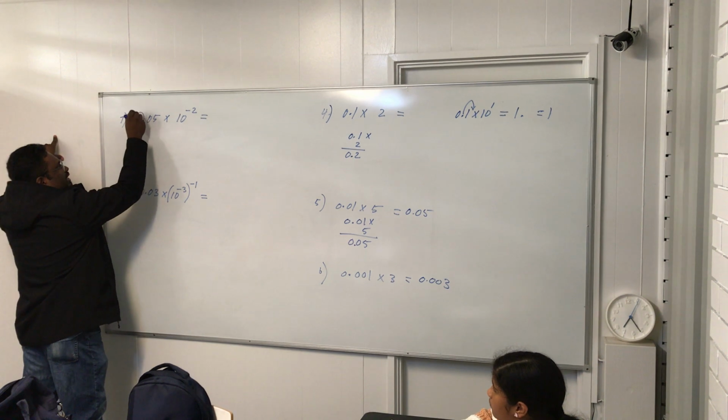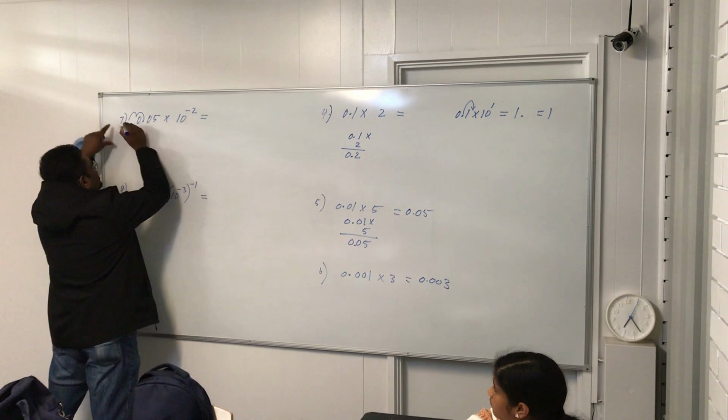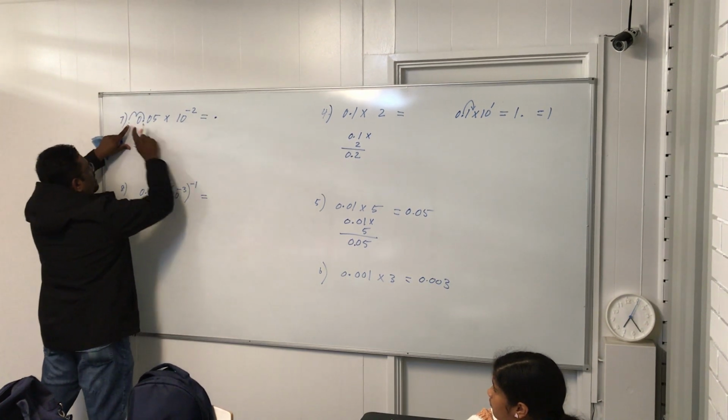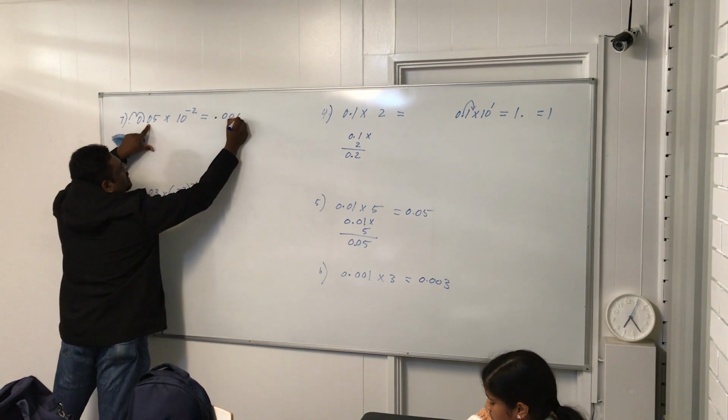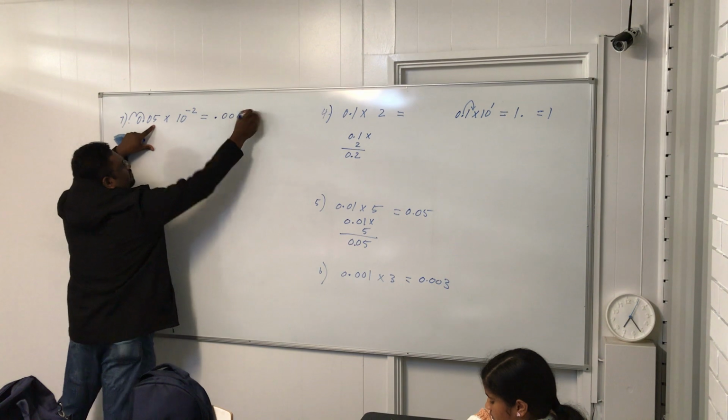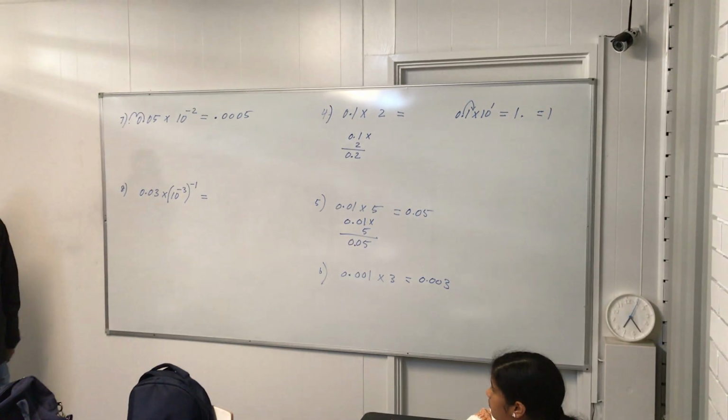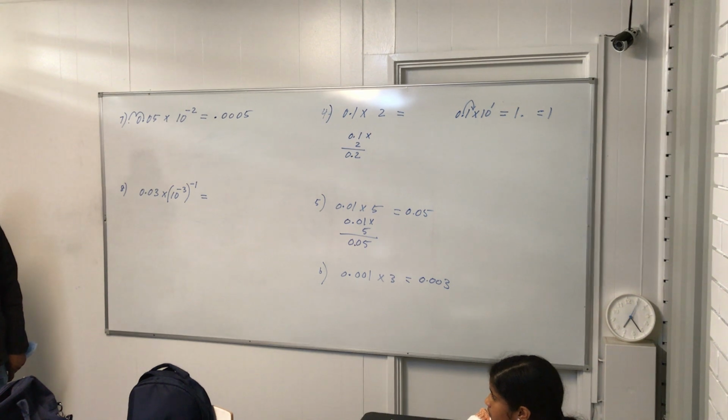So this should go 1 here, 2 here. So a 0 should come. The dot should come here. There should be another 0, and this 0 I'm going to put here. The 0 next to 5, and then 5. Any questions? Please ask.